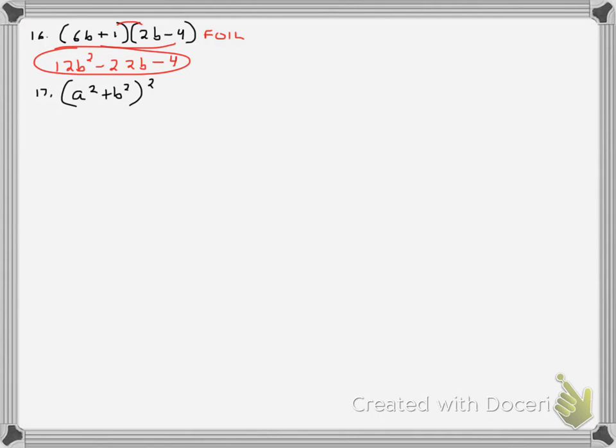For this next one here, go ahead and write it out if you're not comfortable with it. We've got a squared plus b squared times a squared plus b squared. And we'll go ahead and use FOIL. We've got a squared times a squared, adding exponents, we get a to the 4th. Outer terms, we've got a squared b squared, inner terms, a squared b squared, so that would be 2a squared b squared. And last terms, add exponents, and you get b to the 4th.